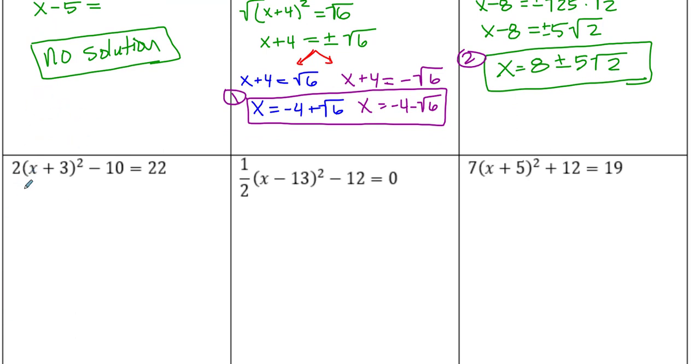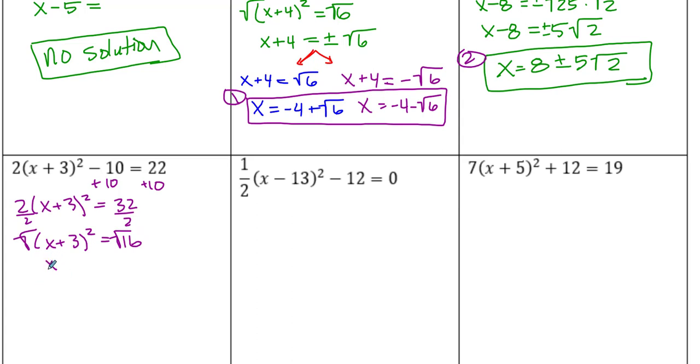He sure did. All right, first things first, let's add this 10 to both sides. Now we got 2 times (x plus 3) squared is equal to 32. We're going to divide both sides by 2. We're going to get (x plus 3) squared is equal to 16. All right, let's go ahead and square root both sides. That's what we are here for, the name of the game.